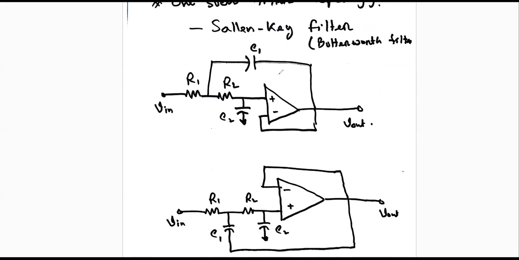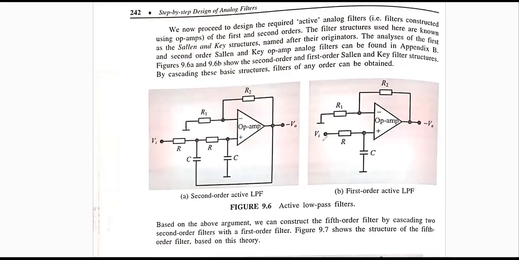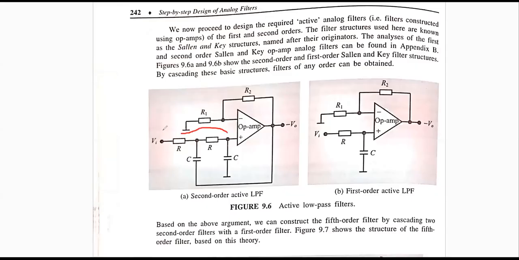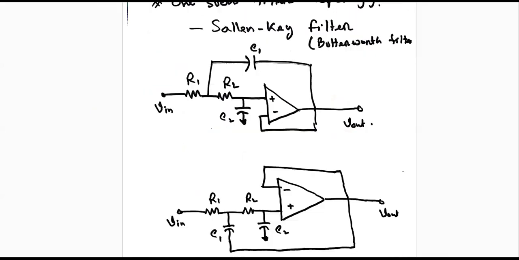We'll see that this is for the first order Sallen-Key filter, and this is for the second order Sallen-Key filter, where they already introduced the amplifier, the gain part. In my notes, I am not introducing the gain part at the very beginning. I am just introducing the resistor, the capacitor and the feedback, and then I will introduce the gain part when it is needed.